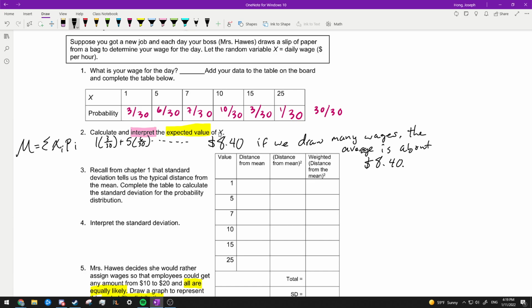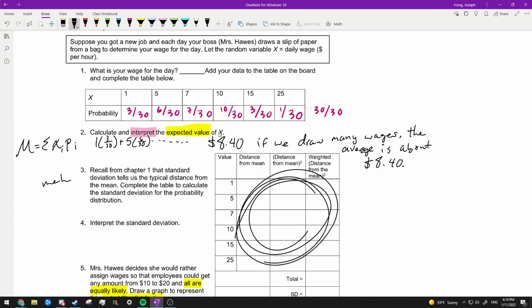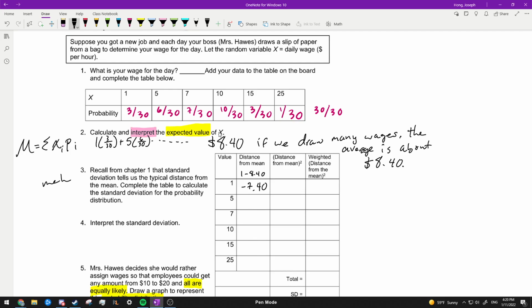Perfect. Number 3 says to recall the chapter 1 standard deviation equation. I'll give you the equation later, but what I would like for us to do is come to this table and fill it out as much as possible. If I draw a 1 and I use this $8.40, how far is a dollar from the 8.40? That distance, I can do 1 minus 8.40, which is negative $7.40. You should do this for all of these values, but I'm going to show you this row.